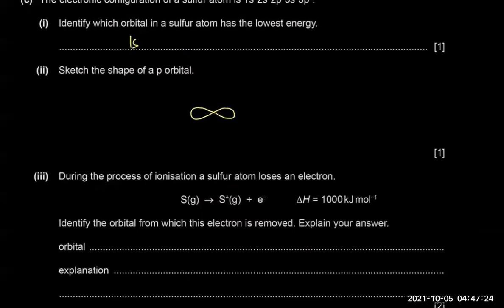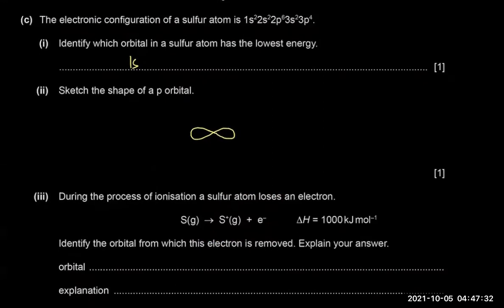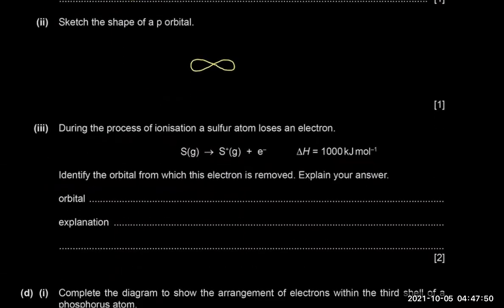During the process of ionization, a sulfur atom loses an electron. Identify the orbital from which this electron is removed. Which orbital would an electron be removed from? It's the 3p, right? The highest energy orbital loses first. And it'll actually be 3p4, so it'll be the paired electron that's removed first, because that one experiences the most repulsion. So the orbital it's removed from is a 3p orbital.